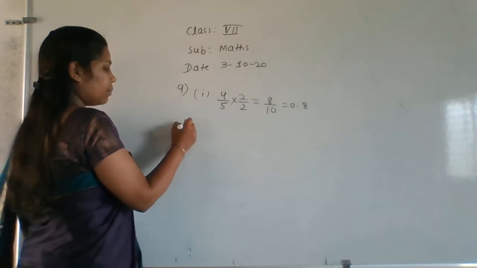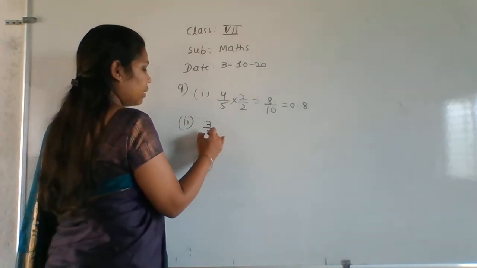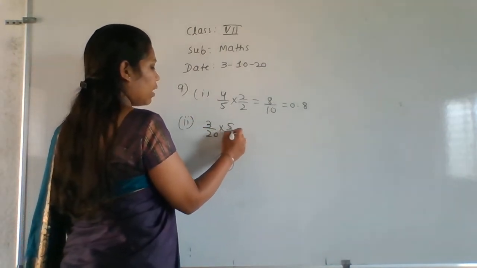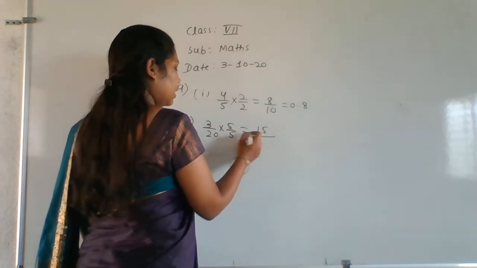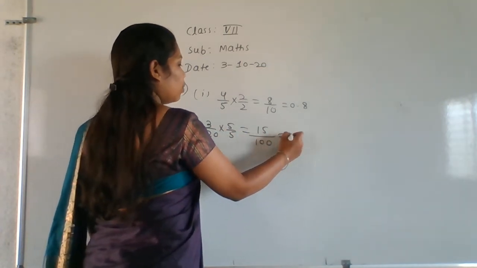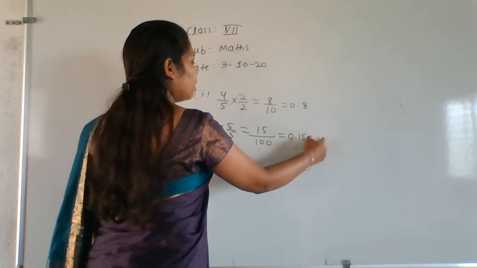3 by 20. 3 by 20. Again multiply by 5 by 5. 3 5s are 15, 20 5s are 100. So what is the value? 0.15.